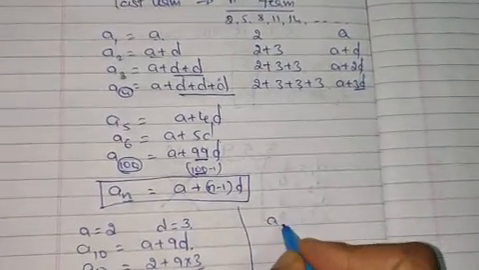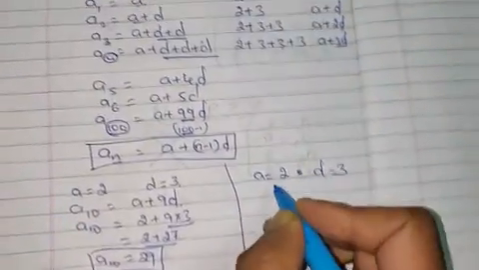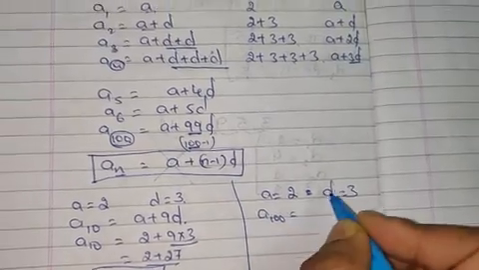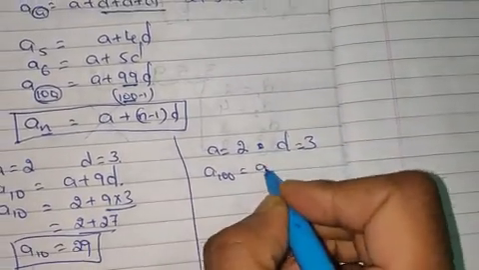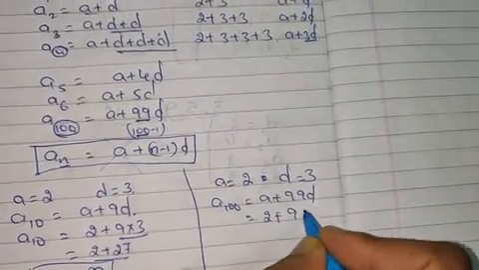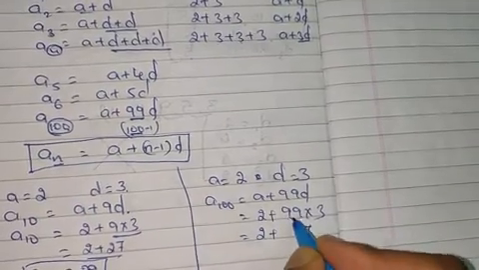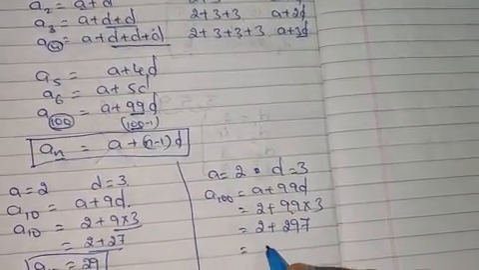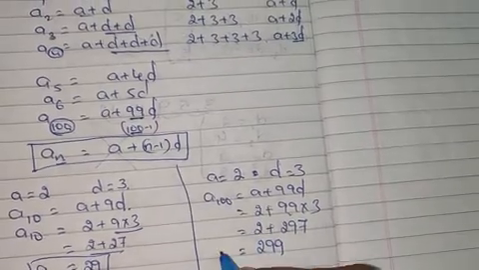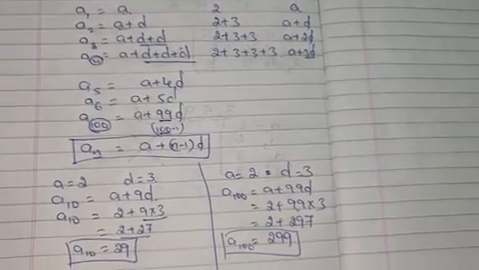The second one, again it is a equal to 2, d equal to 3. Find the 100th term. The 100th term we can write as a plus 99d, which is equal to 2 plus 99 into 3. 2 plus 297, which is equal to 299. The 100th term of the AP is 299. Isn't it simple? So now what are the important points we have studied?